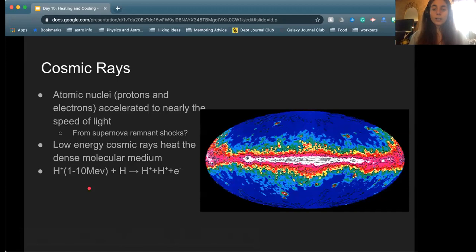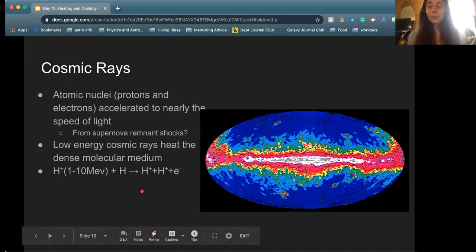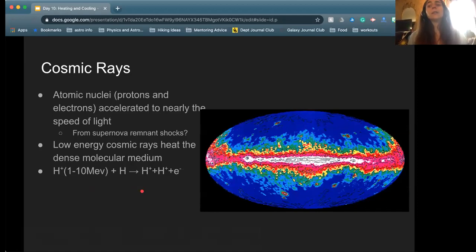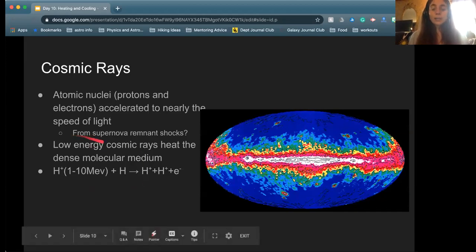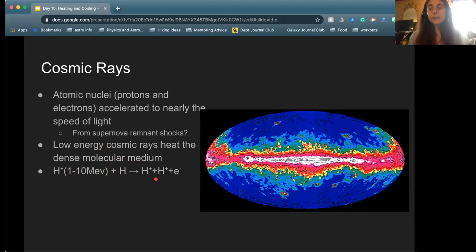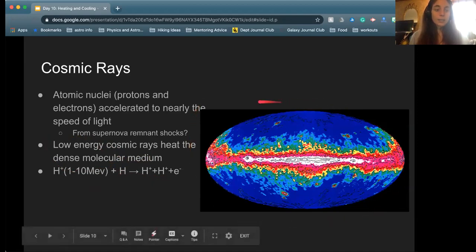We can also get heating of the ISM through cosmic rays. Cosmic rays are just atomic nuclei that have been accelerated to nearly the speed of light. So protons and electrons moving really fast, possibly from ejections from supernova. So you could also think of this as supernova heating the ISM. The lower energy cosmic rays heat the dense molecular cloud as well as some of the other phases, but primarily the dense molecular cloud. This image here is the disk of the Milky Way in gamma rays.